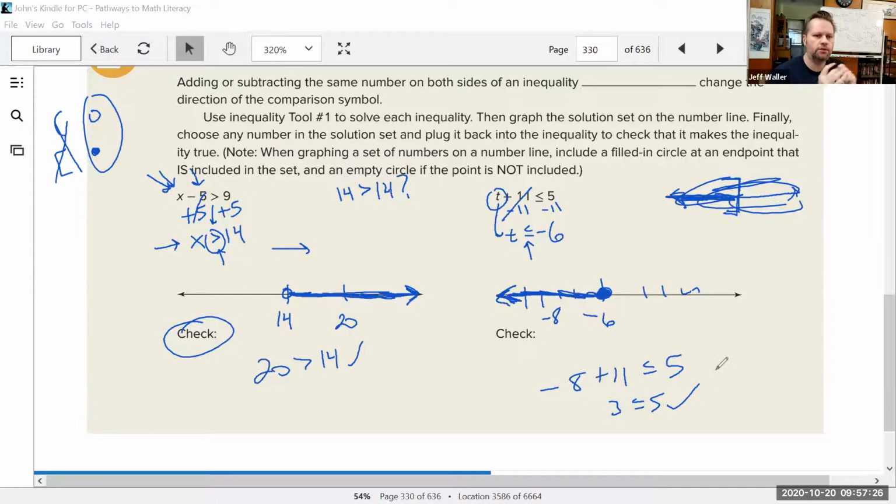Right, so you check it really the same way. You put an answer into the inequality and then you make sure that it works, that it makes it true. So when you shade, that means that everything here makes this true. That's what that means.